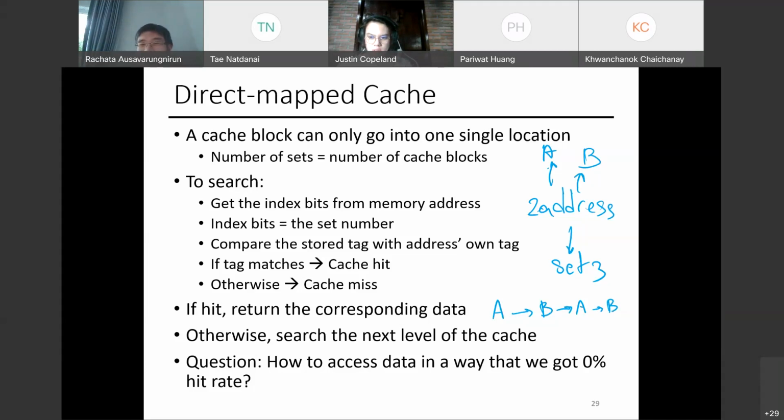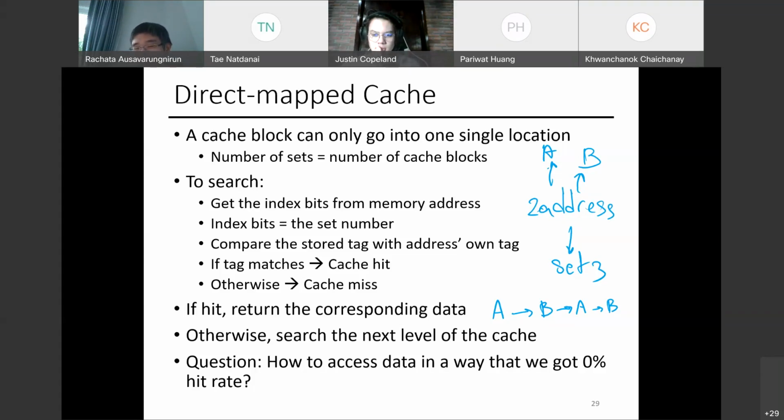It's actually not deadlocked, but A would kick B out, then B would kick A out, then A would kick B out, then B would kick A out, right? You'll never get any cache hit. You will never in this case get a cache hit because A and B would kick each other out, right? Any questions so far? So you can get 0% hit rate even with just two addresses.